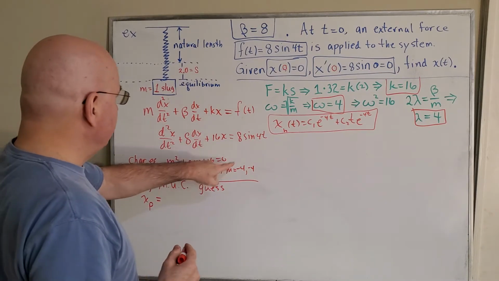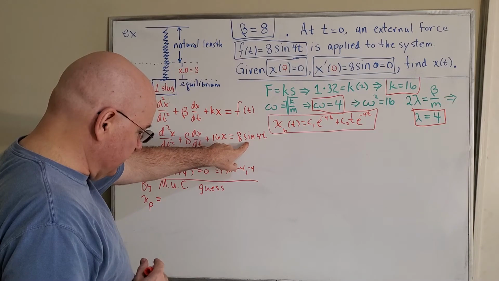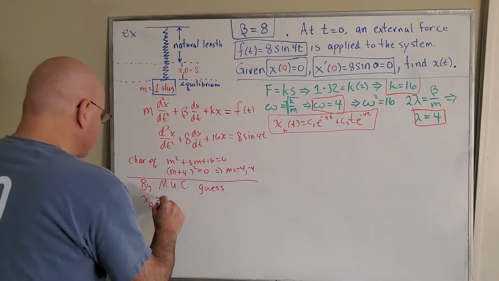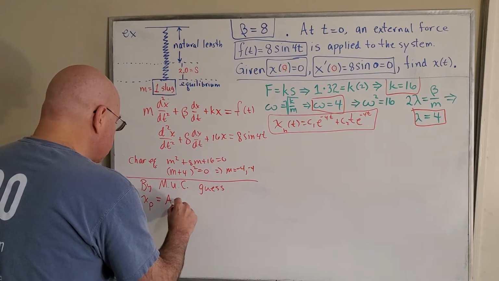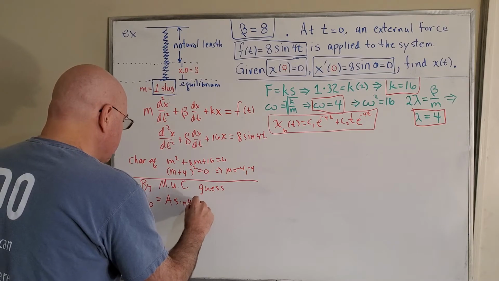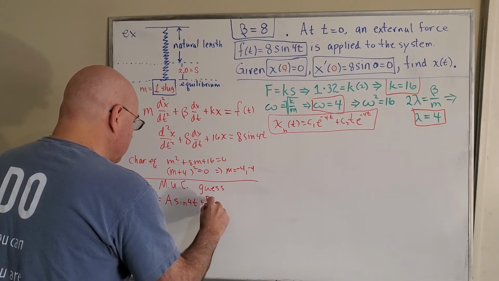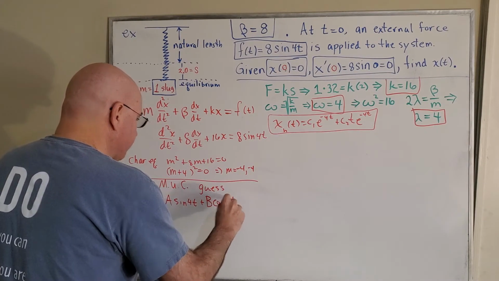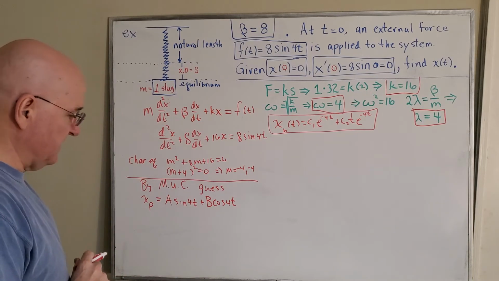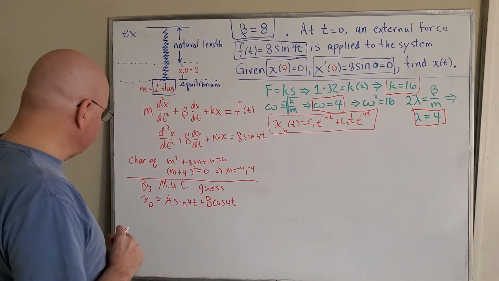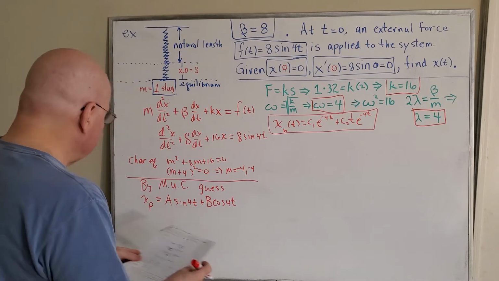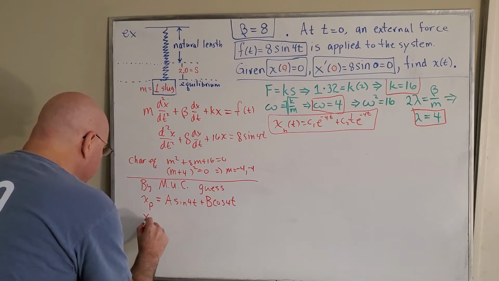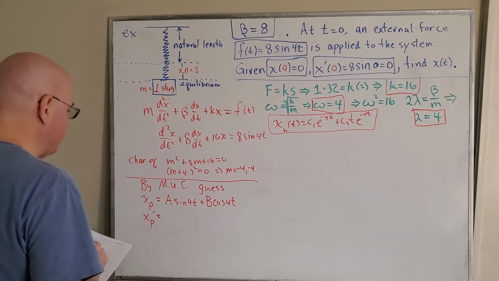Since it has a sine in it, it's going to have a sine and a cosine. We're going to say A sine 4t plus B cosine 4t. That's what we're going to guess for the particular solution. And let me go through really quickly the derivatives that we would need.